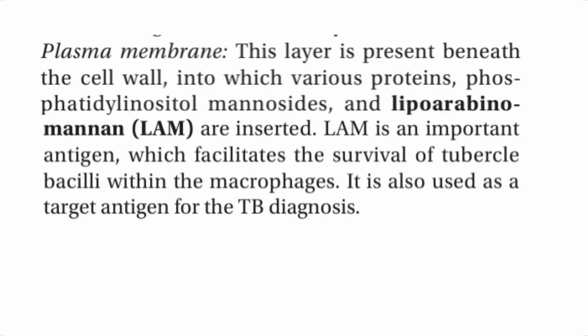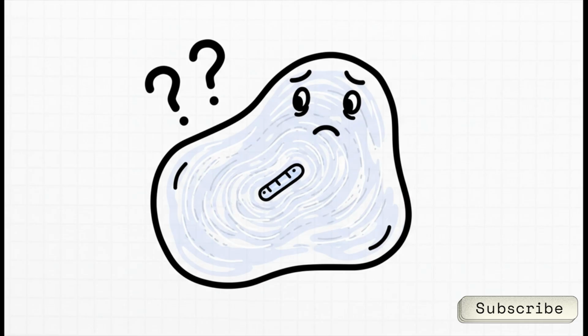Now, hidden inside this armor is a secret weapon. It's called Lipoarabinomannan, but let's just call it LAM. Think of LAM as the bacterium's invisibility cloak. It's a key molecule that allows the bacillus to get eaten by our immune cells, our macrophages, and then survive inside them. It's incredibly sneaky, and we're about to see exactly how it pulls this off.